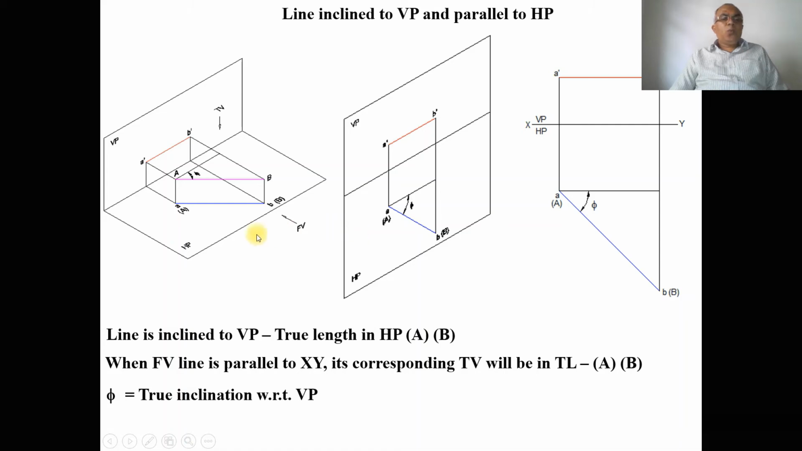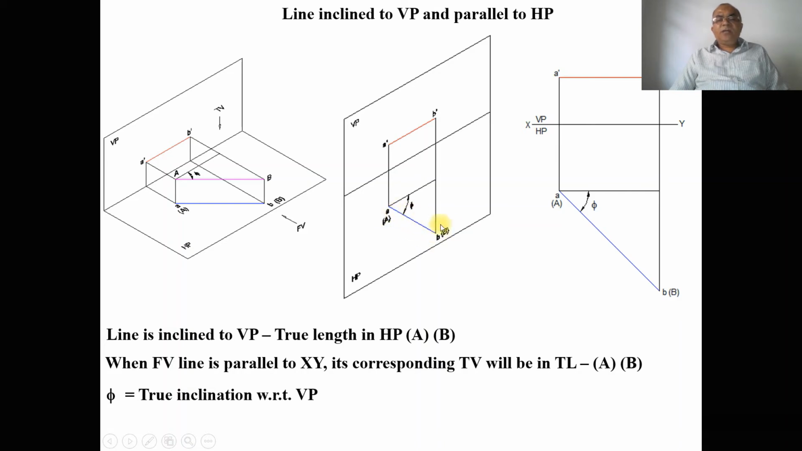When you look from the front view, we can see that capital A and capital B are both at equidistant from the horizontal plane. Therefore, the line is parallel to HP. Since the line is parallel to HP, we can see the true length in the horizontal plane. So when this is rotated, you get the line inclined to VP in the top view and the line parallel to HP in the front view. Now, when the front view line is parallel, its corresponding top view will be in true length. Therefore, you get capital A and capital B in the top view, and you also have small a and small b in the top view.